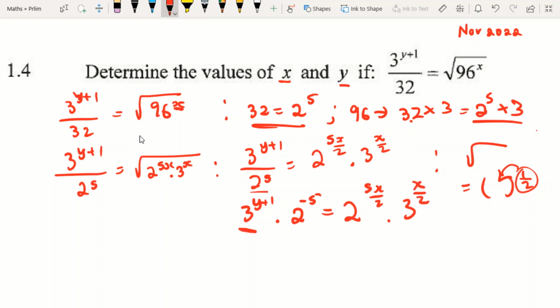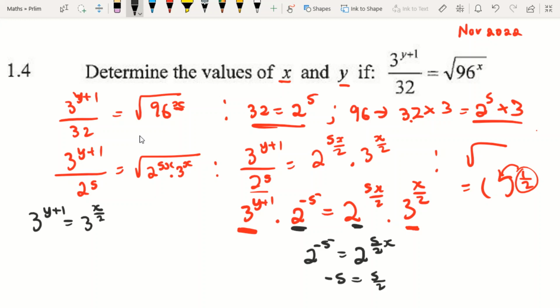So we have one base of 3 and another base of 3 here, so you can just equate them as they are. You're going to have 3 to the power of y plus 1 is equal to 3 to the power of x over 2. Also here we have one base here and another base here, so 2 to the power of minus 5 is equal to 2 to the power of 5x over 2. Because it's the same base, we just drop the exponent, so minus 5 is equal to 5x over 2. Then you cross multiply, you have 5x is equal to minus 10, divide by 5 both sides, so x is equal to minus 2.